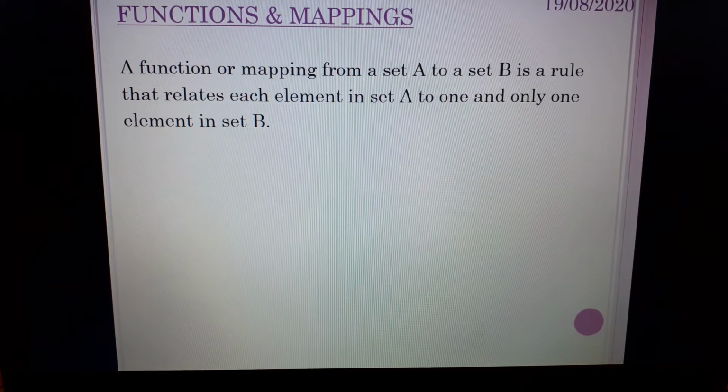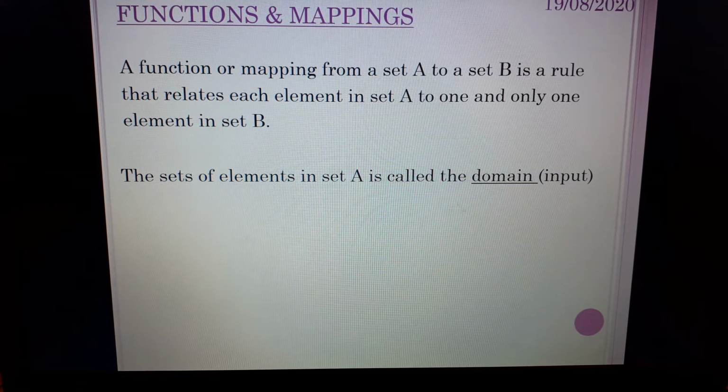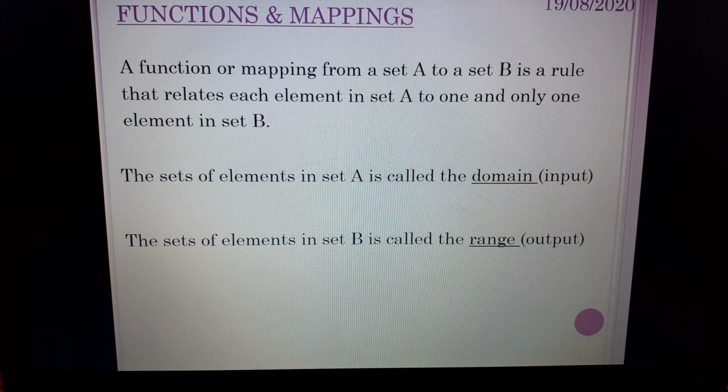Good morning, and today we're going to look at functions and mappings. A function or mapping from a set A to a set B is a rule that relates each element in set A to one and only one element in set B. The set of elements in set A is called the domain, which is the input. The set of elements in set B is called the range, which is the output.